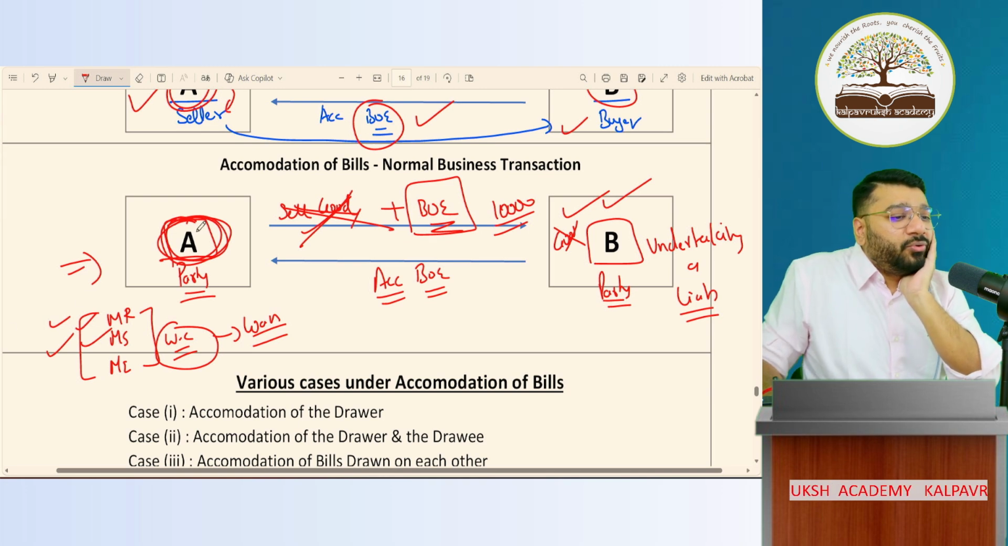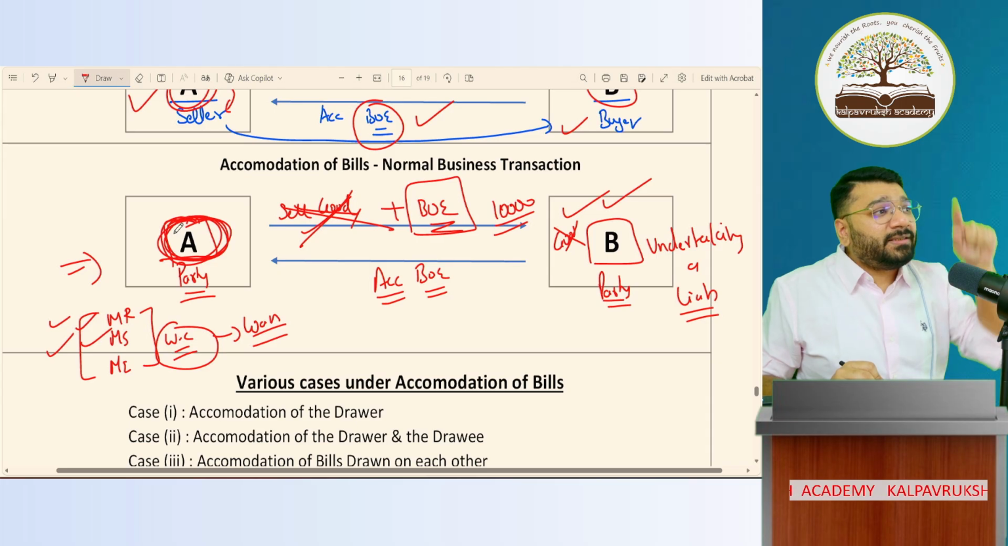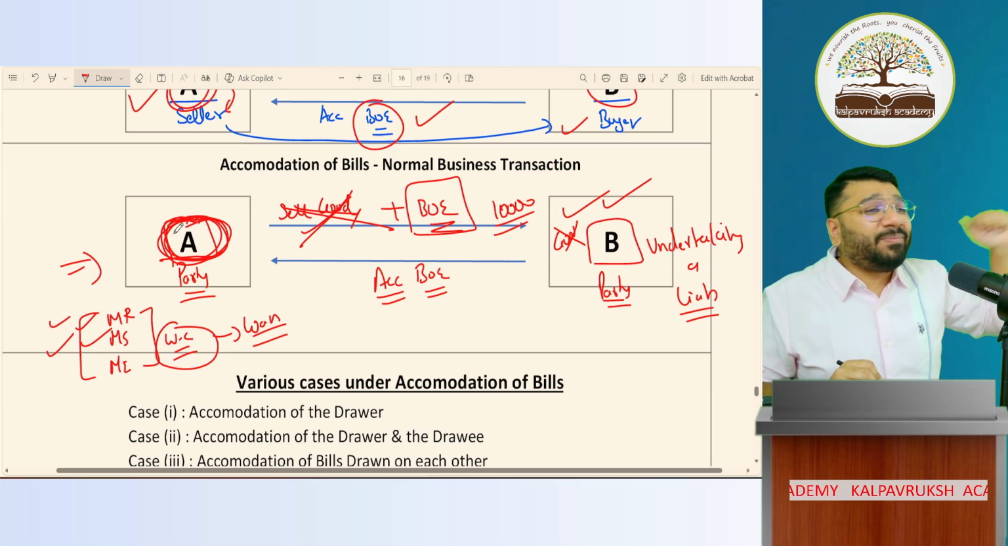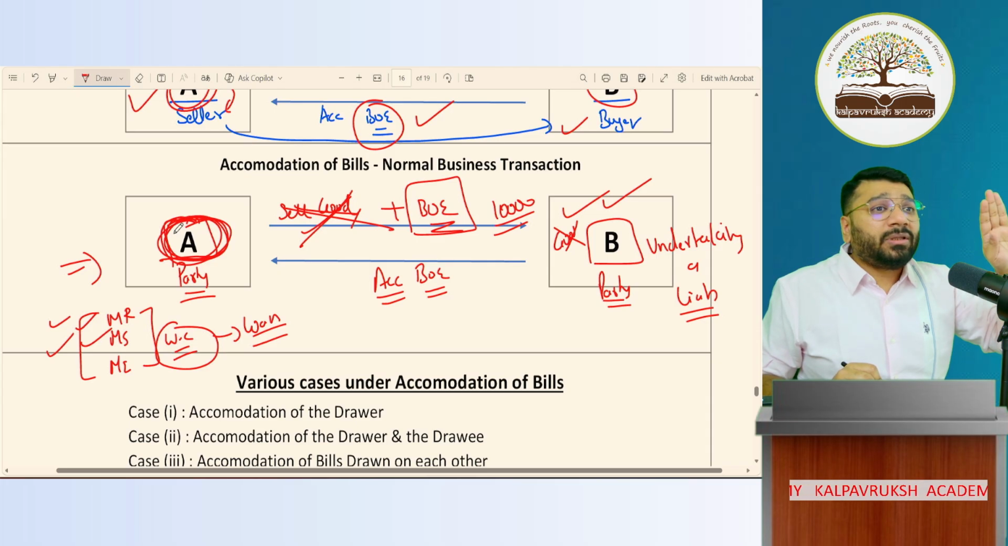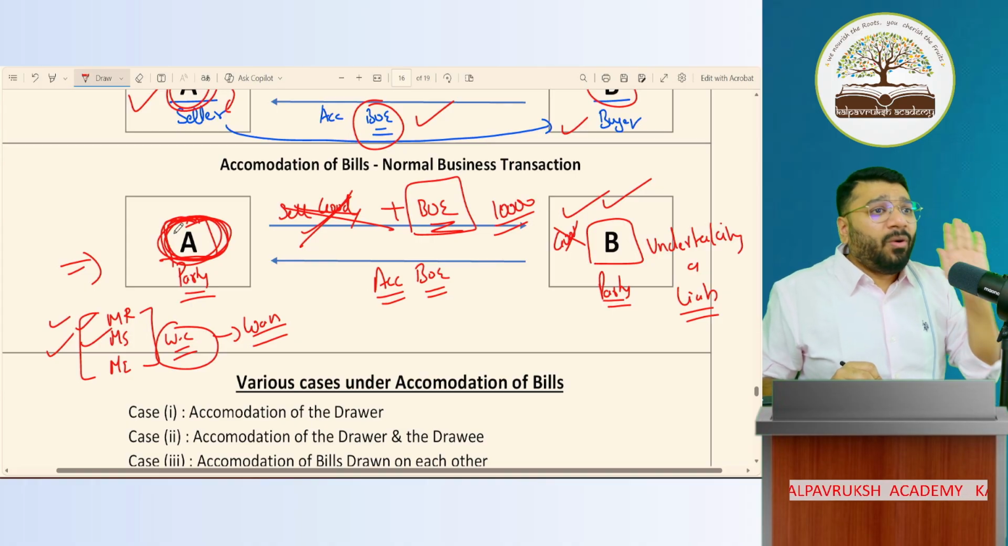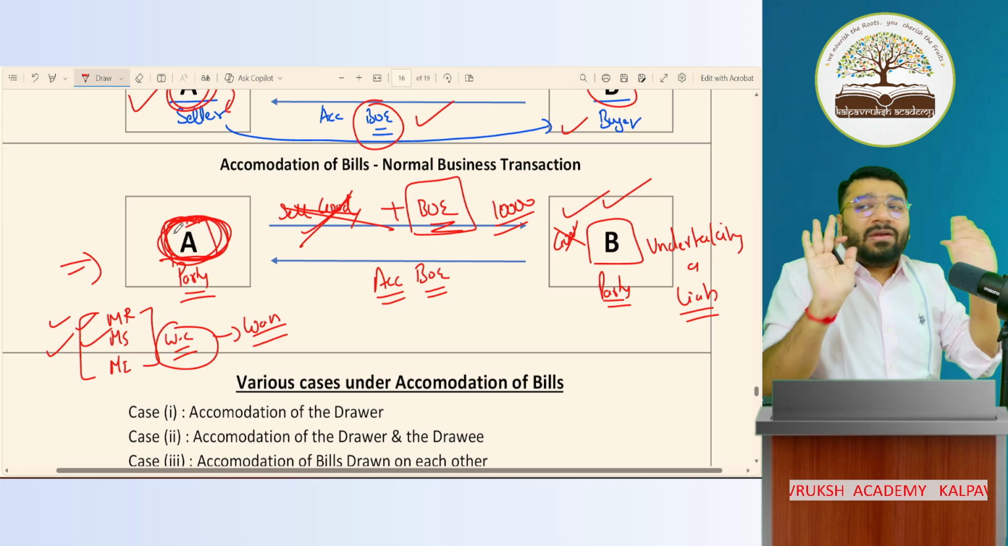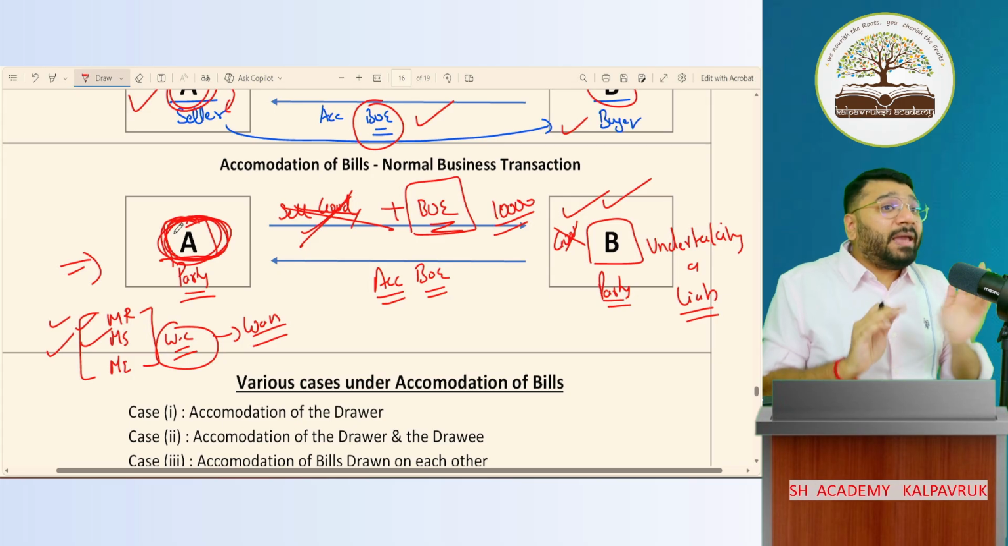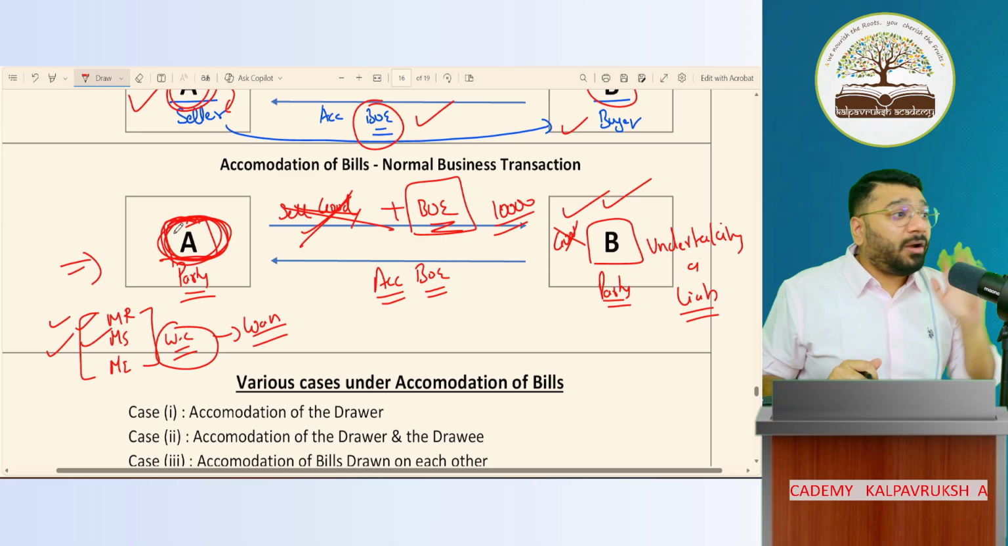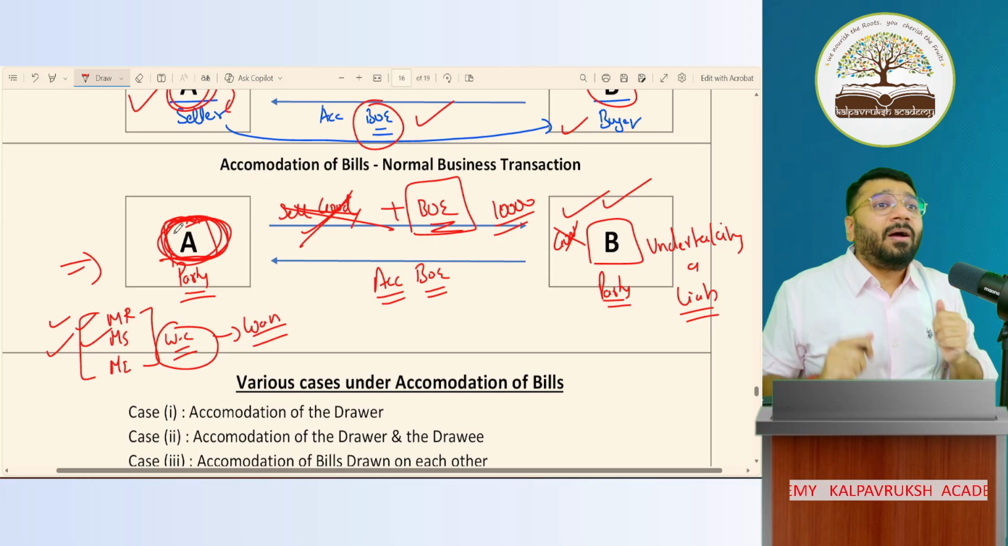So what did A do? Since A studied from Prathik sir, he knows the concept of bill of exchange. So if I need money today, what do I need in my hand? I just need one bill in hand. But that bill should be accepted by somebody else, not the bank. That bill should be accepted by some party.